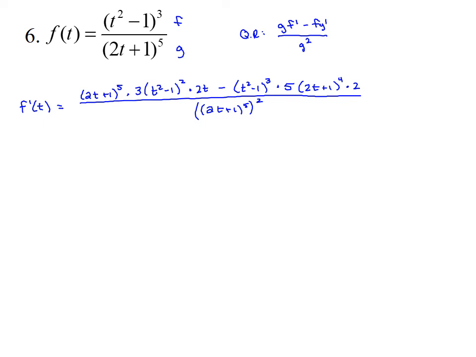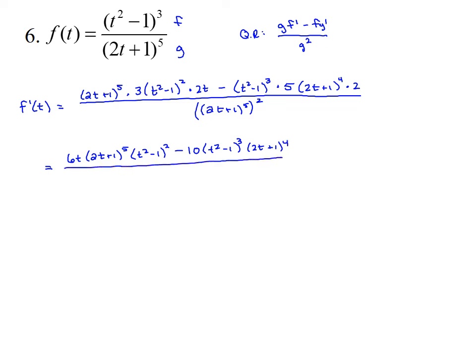All right, so in this case, we are now going to simplify this, so a little bit of cleanup work. Let's see, you should get 6t times 2t plus 1 to the fifth times t squared minus 1 squared. And then you get a minus 10 when you put the 5 and the 2 together, of t squared minus 1 to the third times 2t plus 1 to the fourth. All of that divided by, and if you have a fifth power raised to a second power, you multiply those together and you get 2t plus 1 to the 10th.